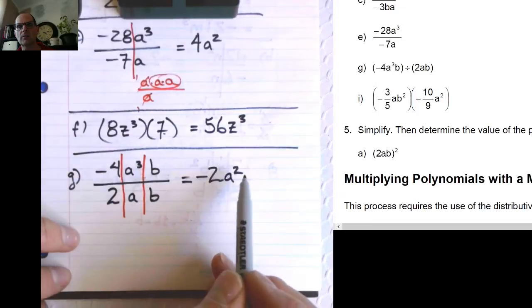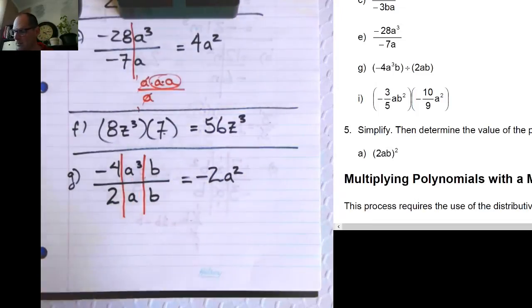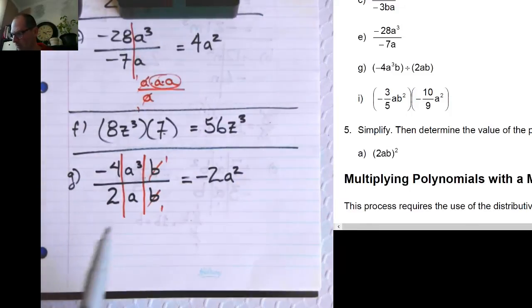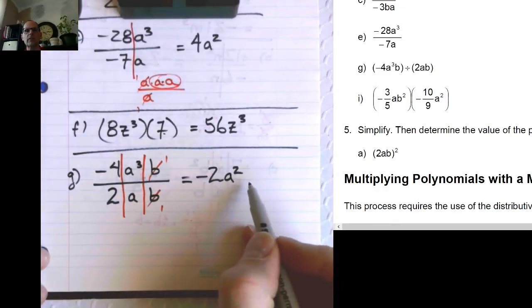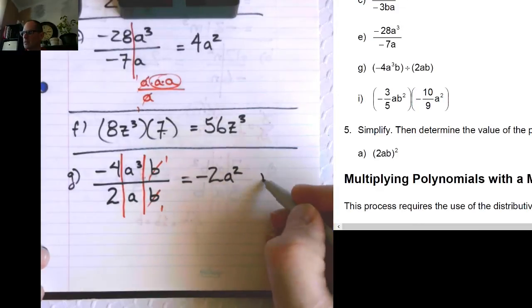And same story right here. A cubed over A is A squared. And then the situation here, we've got b over b. These both divide out, top and bottom. That just becomes 1. So there's really no b's left to concern ourselves with in the final answer here. It would be like times 1. And we don't need to worry about that. This is done.